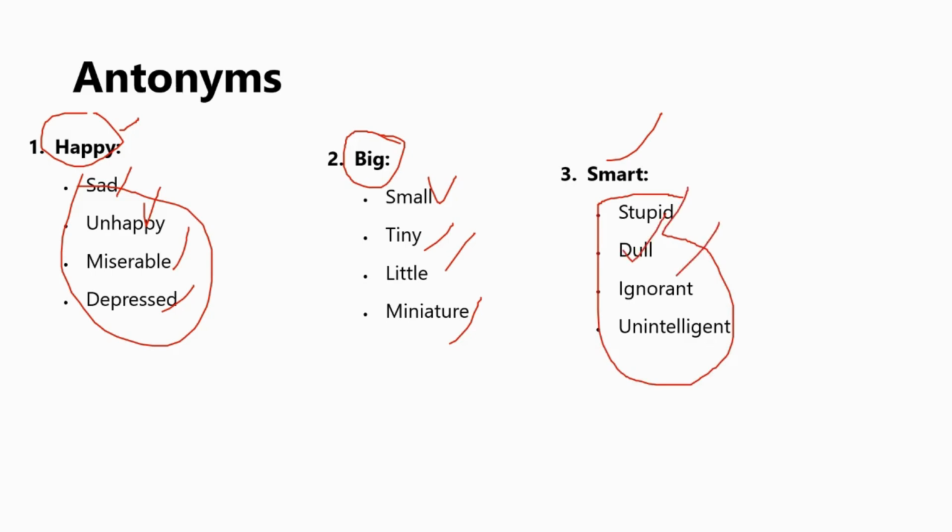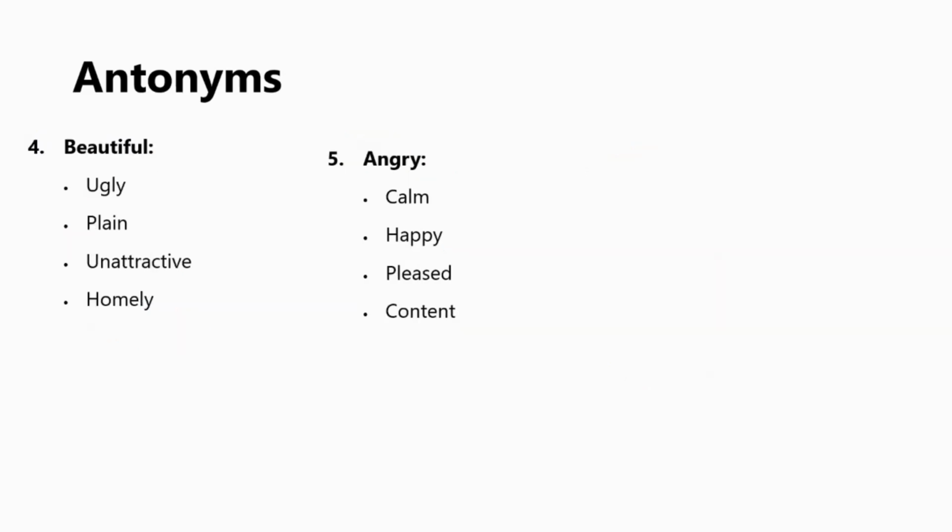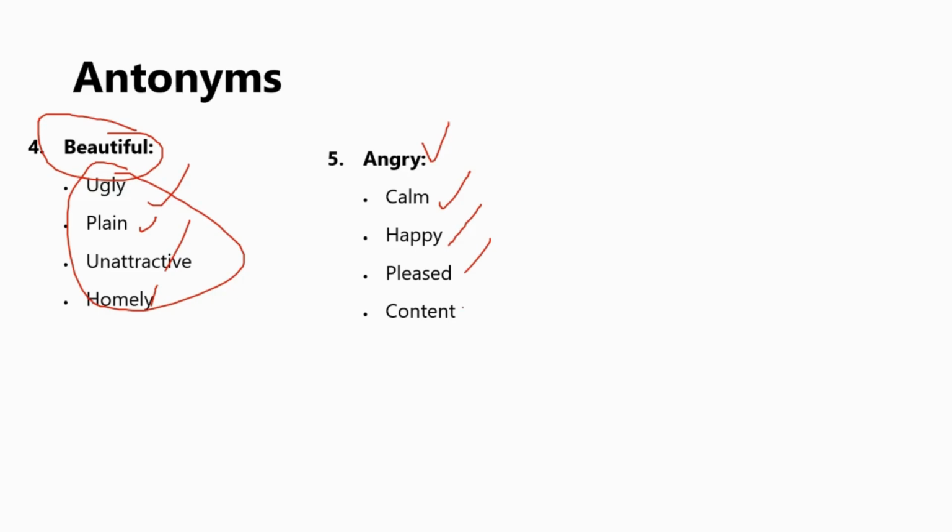dull, ignorant, or unintelligent. If we take another example of the same words, beautiful: ugly, plain, unattractive, and homely. These are words opposite to beautiful. And if we talk about angry: calm, happy, pleased, content. These are words opposite of angry. There are other ways that you must remember.